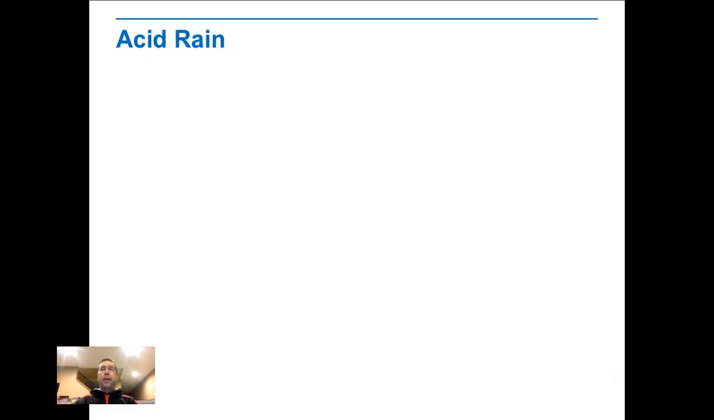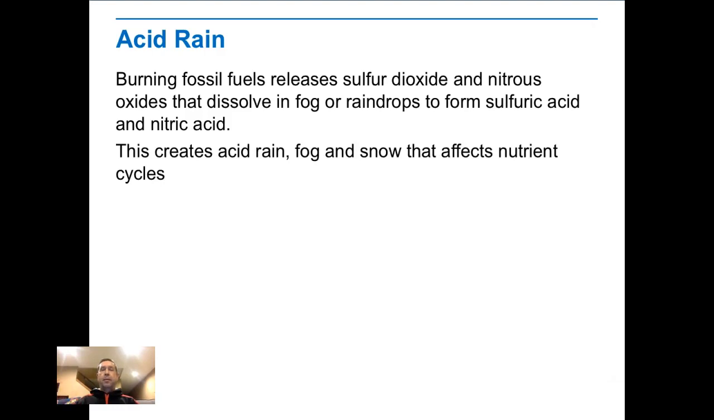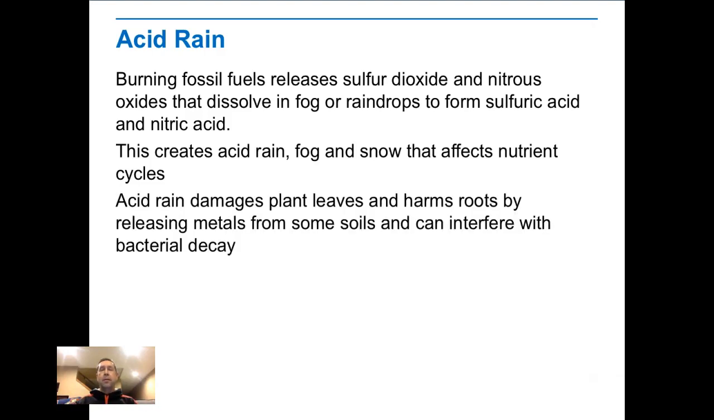So one of the problems that has come about because of human activity is acid rain. Burning fossil fuels releases things like sulfur dioxides and nitrous oxides. These chemicals can dissolve in moisture, like fog or raindrops, and form sulfuric or nitric acid, which can have a pH low enough to damage both living things, but also buildings, paint on cars, and things like that. So this combination of these chemicals with the moisture in the air can create acid rain, acid fog, acid snow.